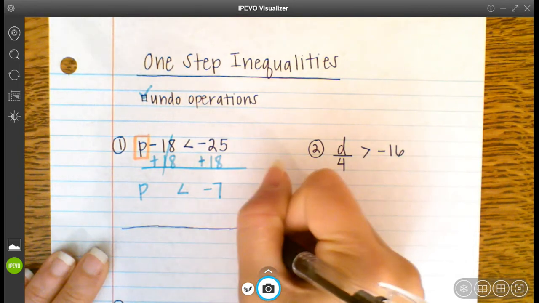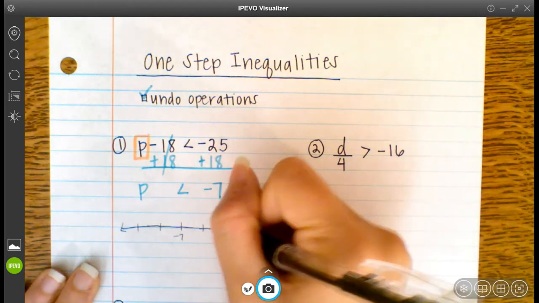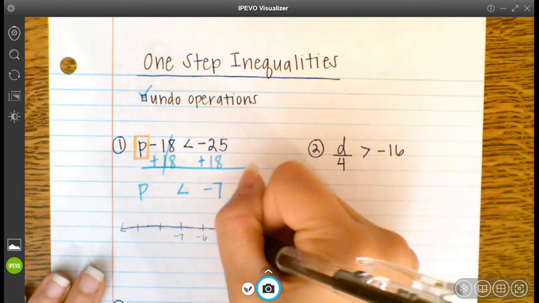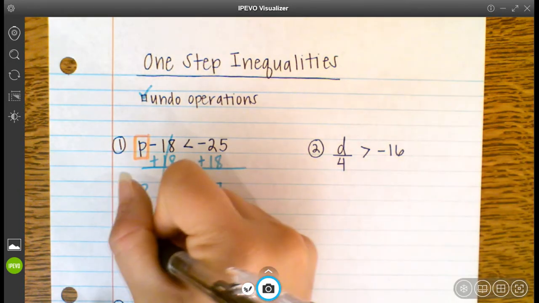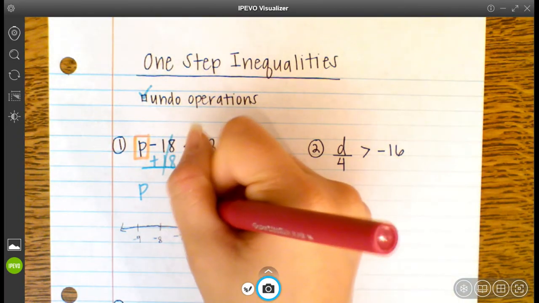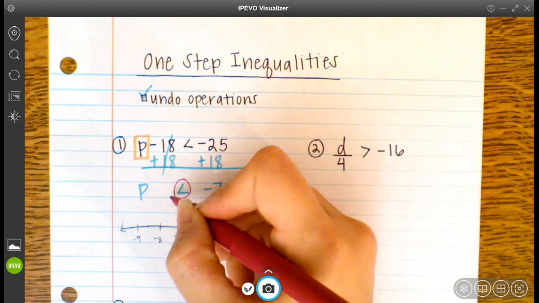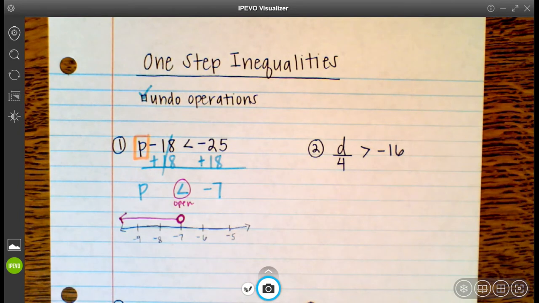So we're going to sketch our number line with negative 7 in the middle. Remember your two sides. So to the right of negative 7 is negative 6 and negative 5. To the left of negative 7 is negative 8 and negative 9. And since this is strictly less than, as our symbol, we will have an open dot at negative 7. And since our sign is pointing to the left, we're going to go and draw our arrow to the left.